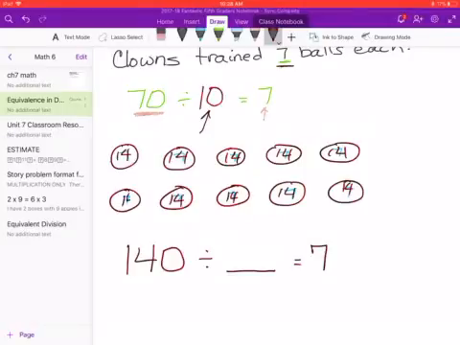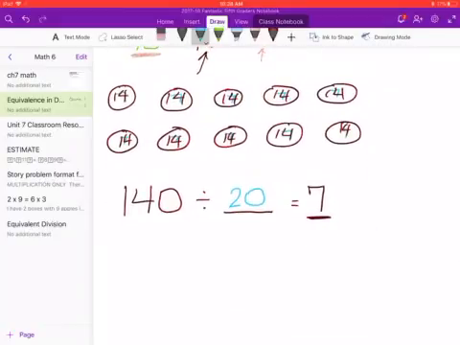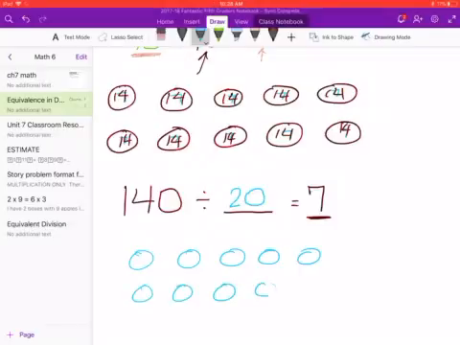So what needs to happen to my number of clowns? Twice as many balls showed up. What needs to happen to the clowns so that they are still only juggling 7 apiece? Well, 140 divided by 10 is 14, but 140 divided by 20 is 7. So now if I have 20 clowns instead of only 10, 3, 4, 5, 6, 7, 8, 9, 10.